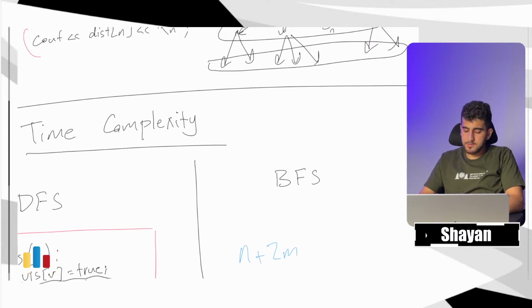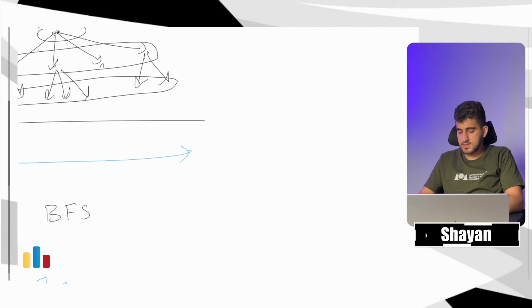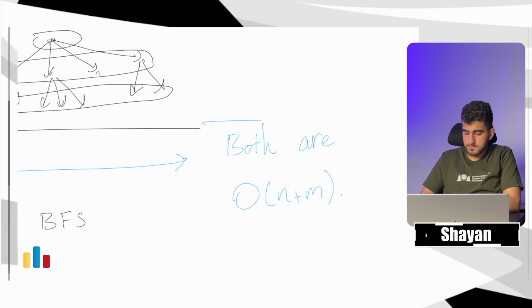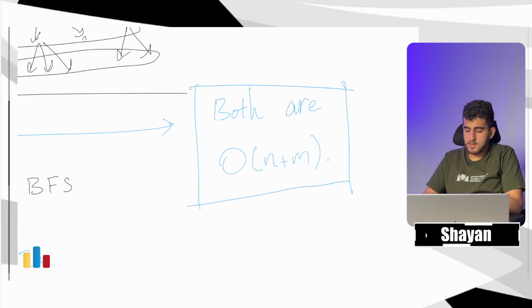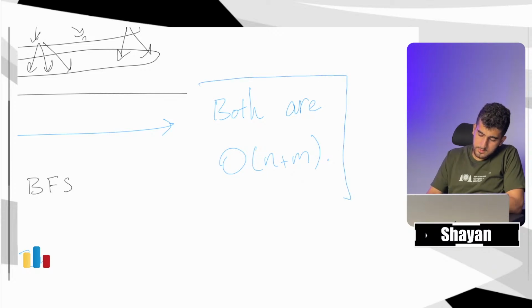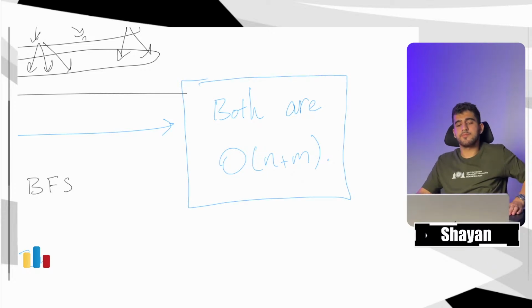So about the time complexity of DFS and BFS, both are O of n plus m, and that's going to be all. Both DFS and BFS are going to be of order n plus m. Does it make sense?